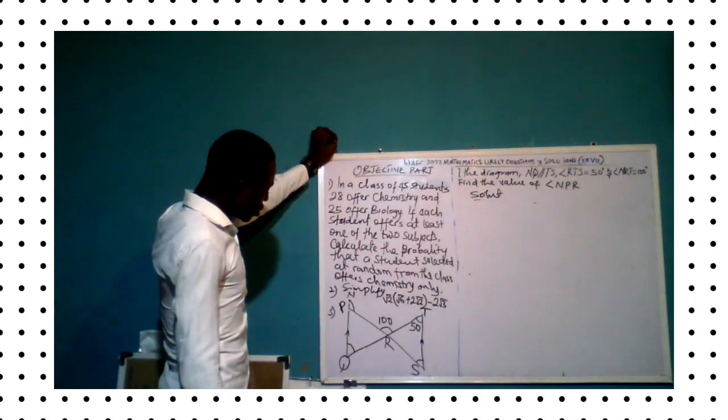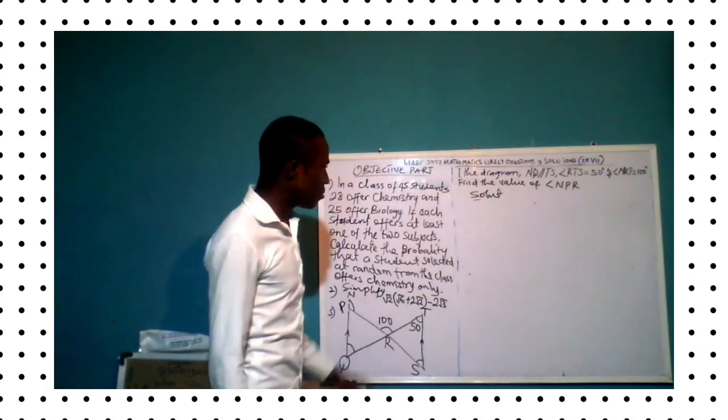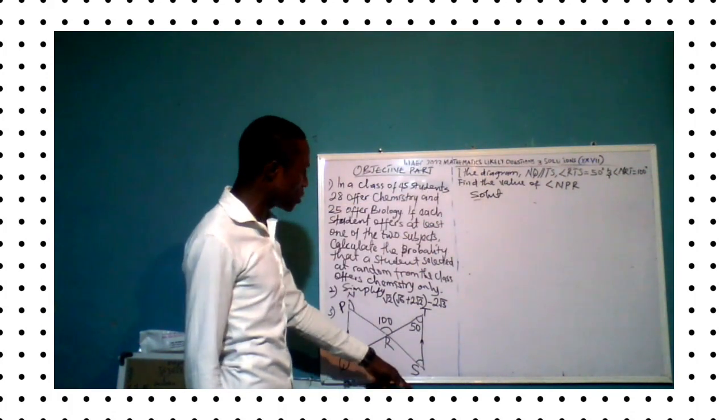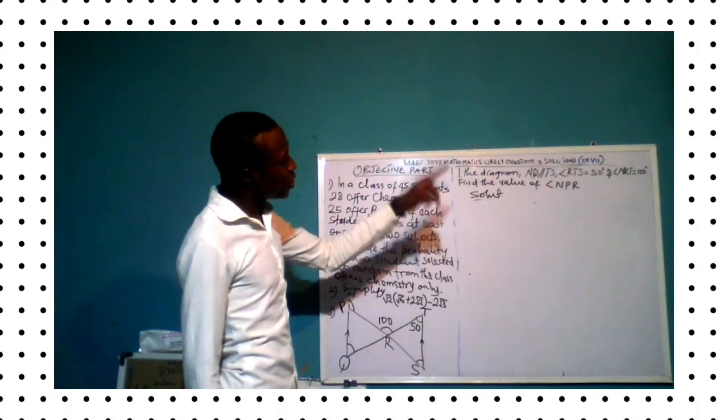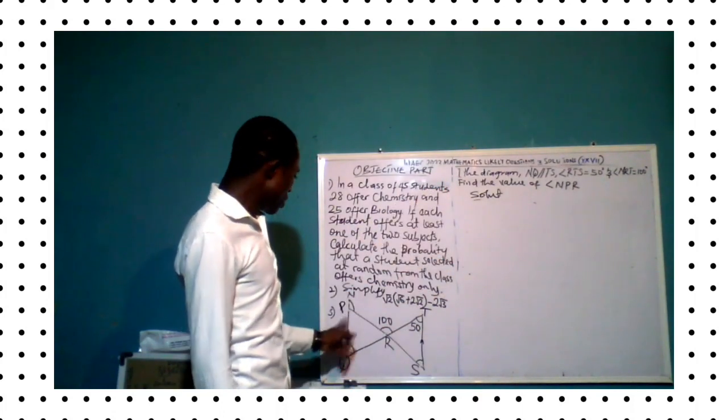Let's take a look at question number 3. In question number 3, we are given a diagram. We are told that in the diagram, NQ is parallel to TS. That is, this line is parallel to this line. And we are told that the angle enclosed by RTS is equal to 50. This angle is equal to 50.